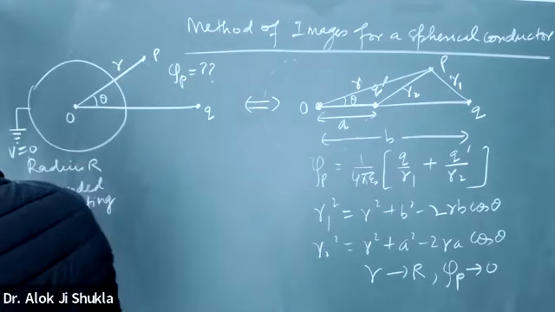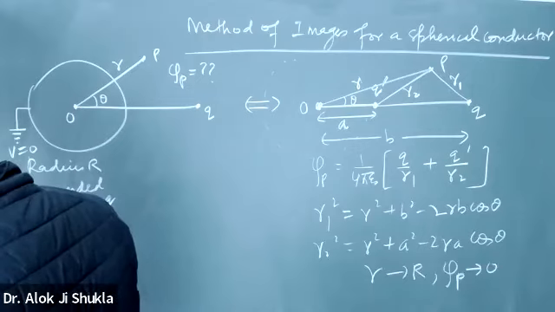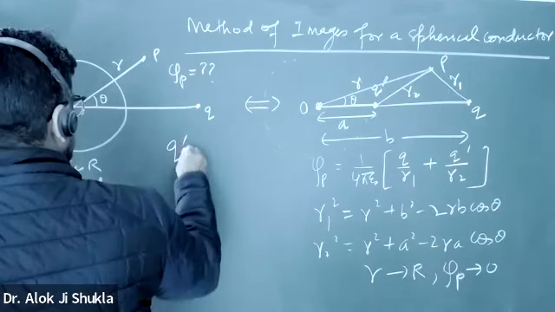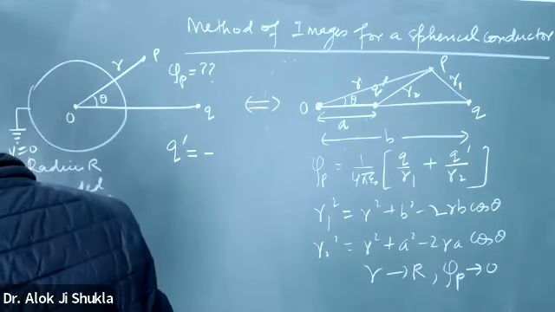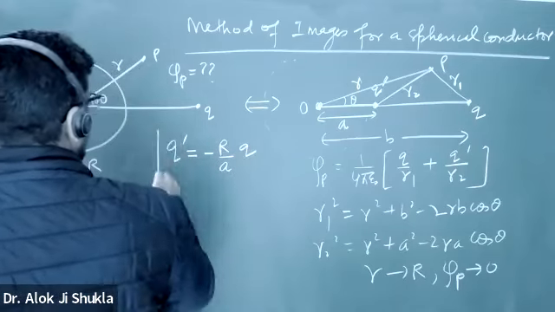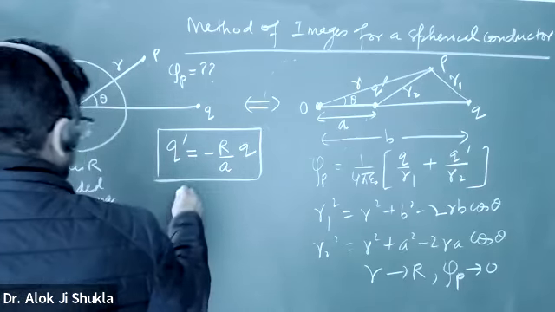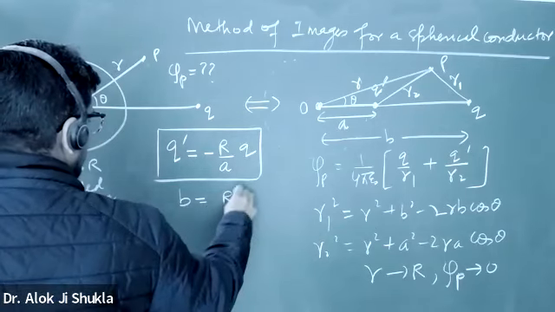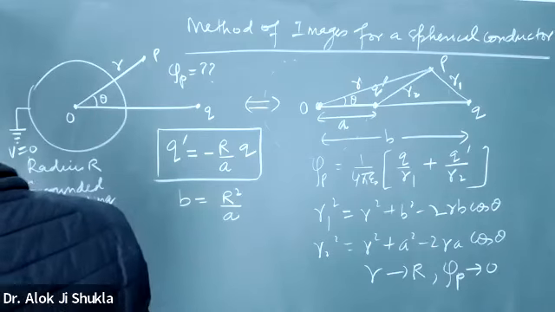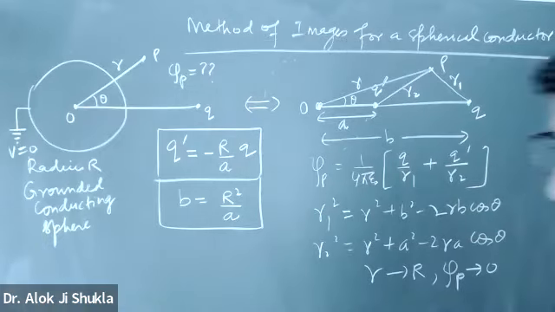The calculation is a little large, so I am not doing it, but the final result you will get is very, very smart. So Q dash is minus R by A times Q. This is the induced charge that you get, and the distance B is R square by A. So these two things you get, and ये दोनों objective question में पूछे जा चुके हैं.